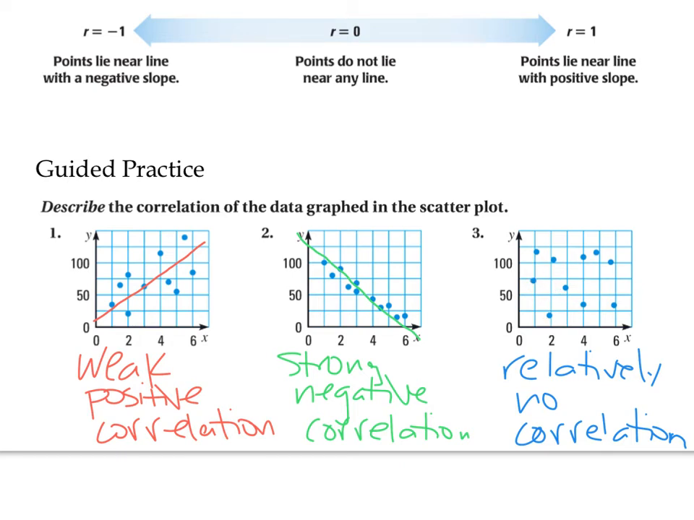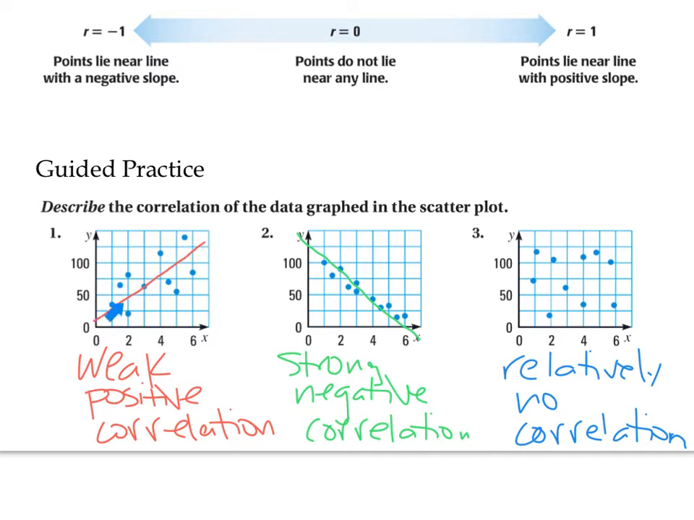So again, relatively weak positive correlation, because it is a positive correlation, but the points aren't really that close to the line. Here, all these points are so close to the line, it's a strong correlation and a -1 because this is a negative sloping line. Now, if we go back here, these lines are called a line of fit, the line that best fits the points.